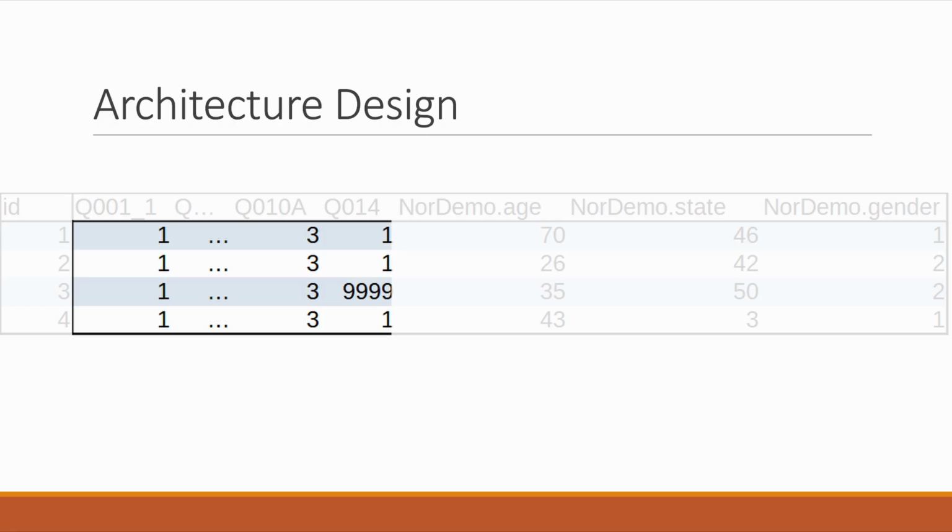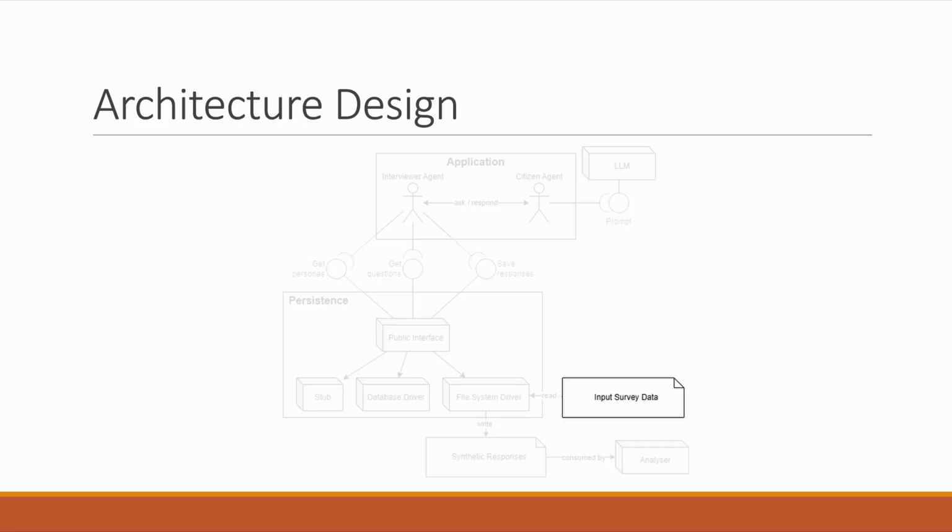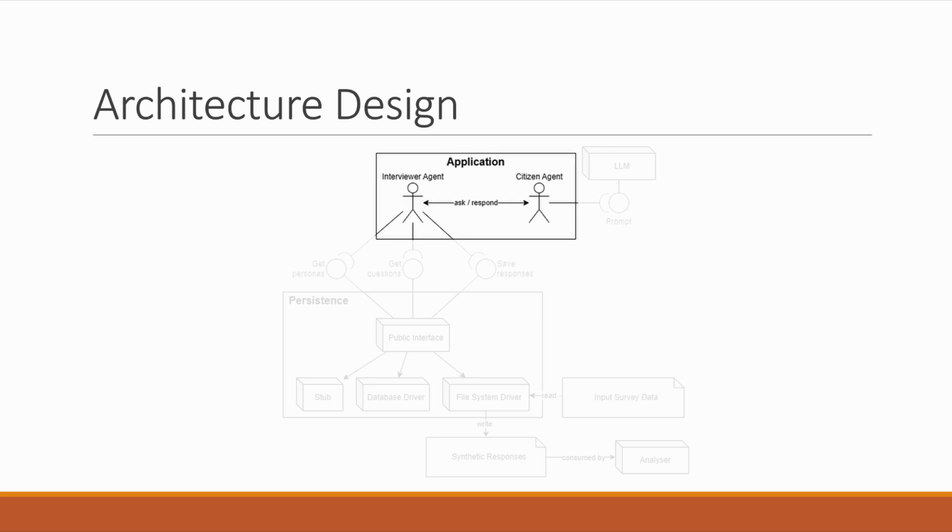Something that you may notice is the format of the answers. We use the Likert scale, so it goes from 1 to 5. The cells with 9999 are those that were not answered. So the entry point of the program is in the application layer. Alongside the application layer, we got the LLM layer and the storage layer. The application layer creates an interview agent and a citizen agent.